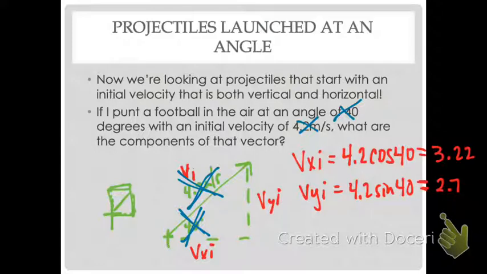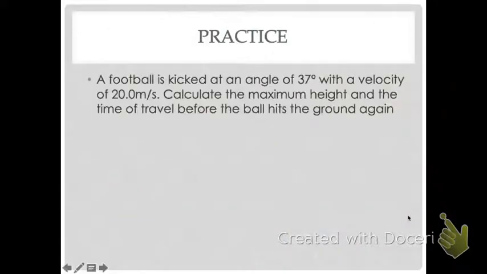Okay, so let's practice a full problem now. A football is kicked at an angle of 37 degrees with a velocity of 20 meters per second. Calculate the maximum height and the time of travel before it hits the ground again. I'm going to give you a minute to get written down what you need to, and then we will start working together.